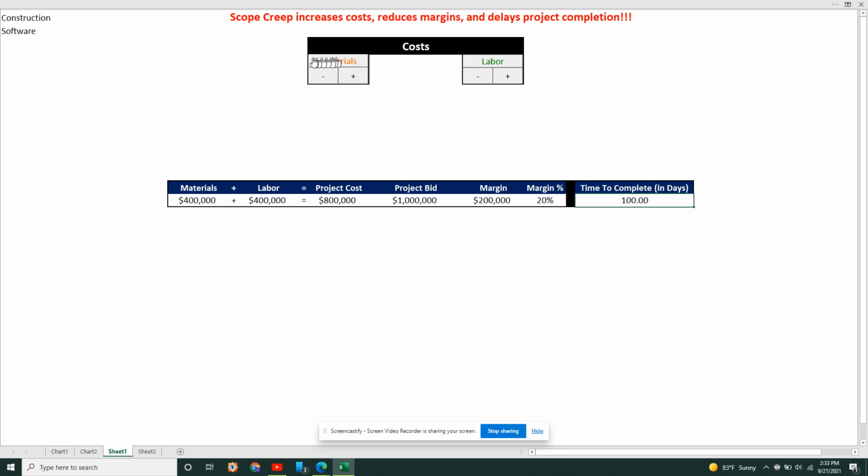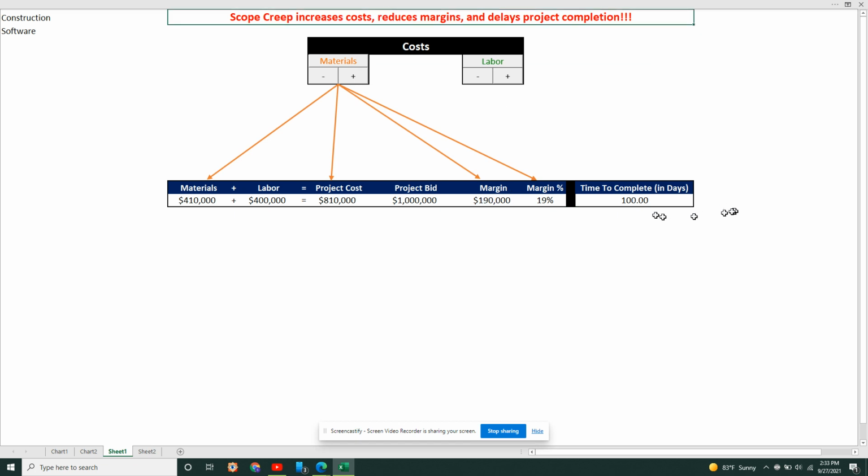All right. So let's see what happens if we have, like we had in the market this year in lumber, a materials increase. So it will affect these fields. And we're going to add $10,000 to our material costs here, which raises our project costs, but it also reduces our profit margin and our margin percent. So that $10,000, we just have to eat it. We're no longer making that $10,000 extra profit. We lost it, but it didn't impact the timeline.